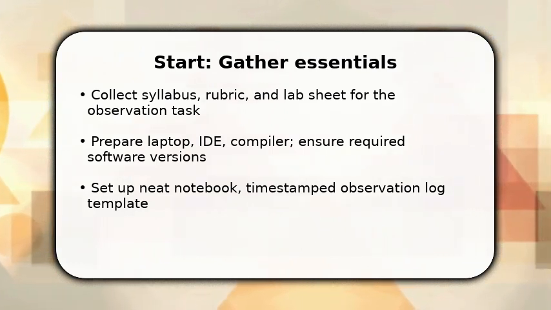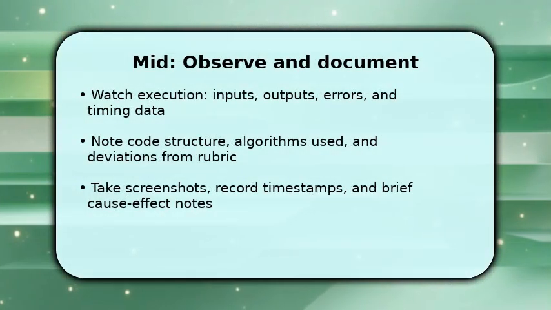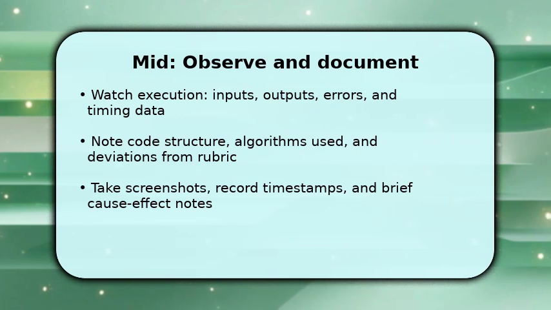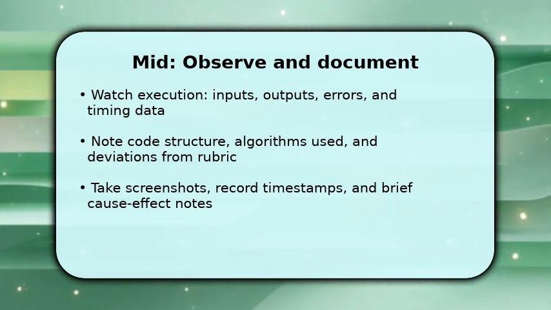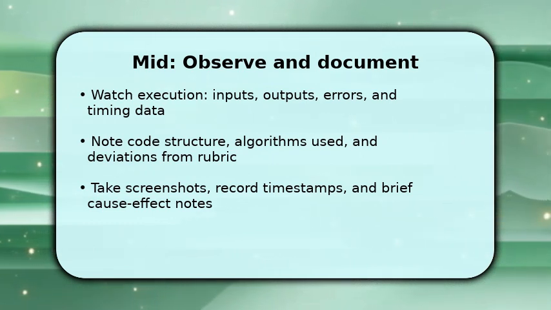You now focus on active observation. Watch program runs for inputs, outputs, timing, and any error messages, and write concise entries as they occur. Pay attention to code structure and algorithm choices because they explain behavior and efficiency.